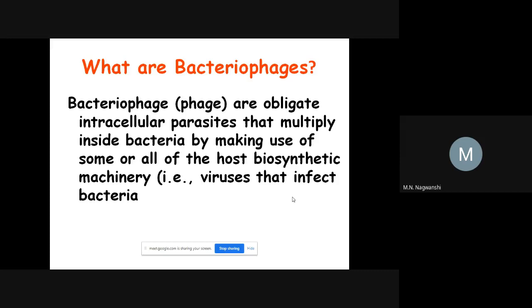The nucleic acid or DNA material which is released inside the bacteria replicates and produces the required protein molecules using the ribosomes and amino acids that are present in the bacterial cytoplasm, and more viruses are produced inside the bacteria.